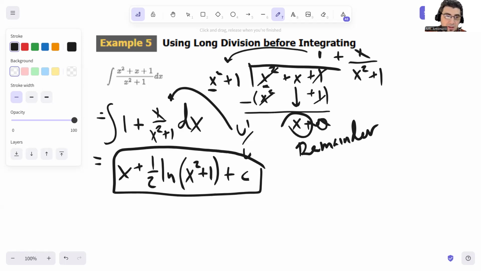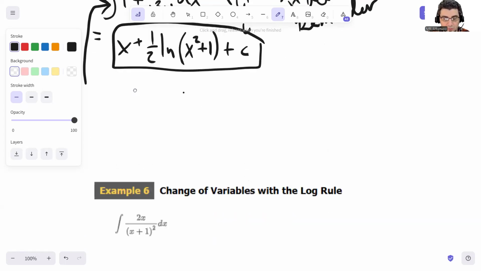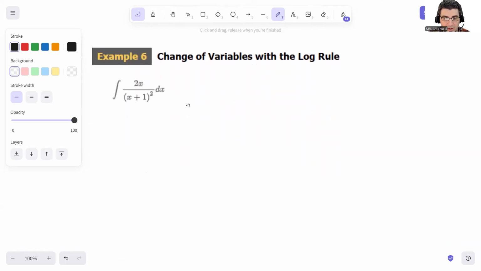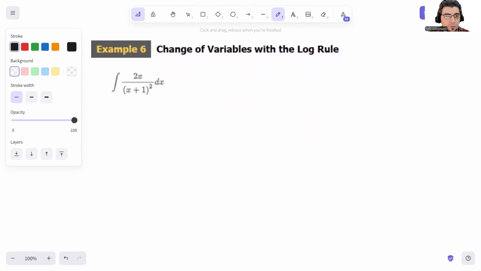Now, you can always check these by differentiating. If you took the derivative, you would get back to this step here. And then if you added those terms, you would get back to this step right here. So this next example we're going to look at gives us another example where the log rule is kind of disguised in a sense. So let's go through it to help you recognize how this one should work.